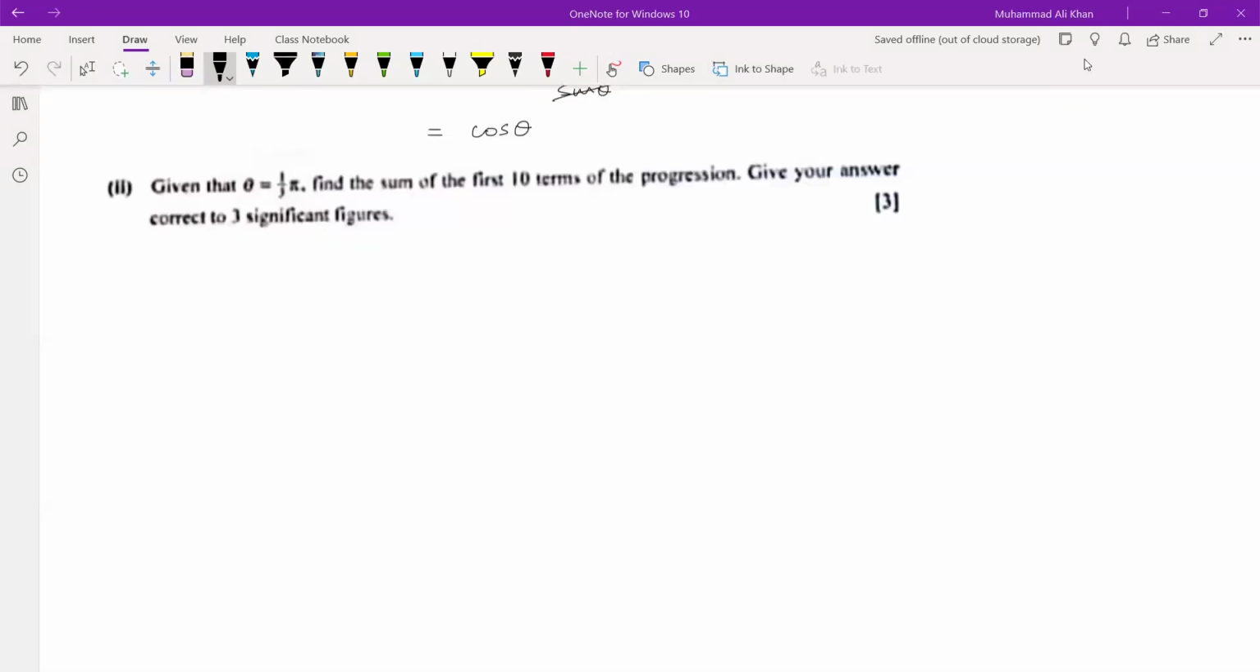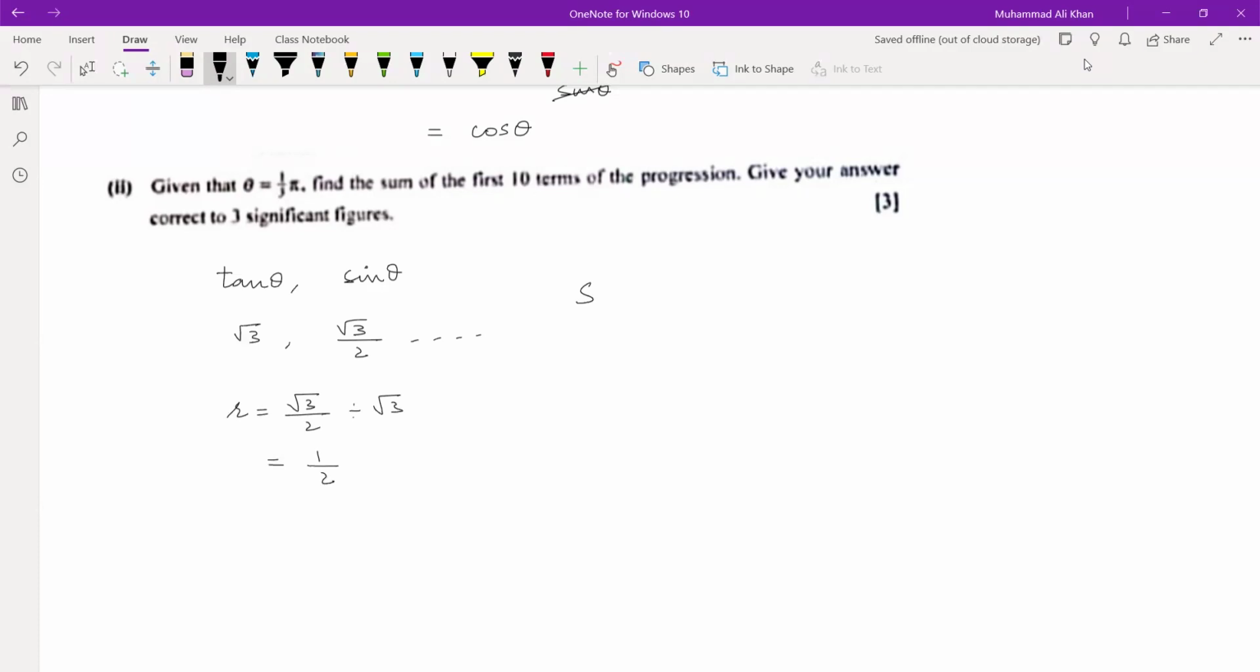Now, the second part is: given that theta is pi by 3, find the sum of the first 10 terms of the progression. Give your answer correct to 3 significant figures. So our first term is tan theta and the second term is sine theta. So tan pi by 3 is under root 3 and sine pi by 3 is under root 3 by 2, and so on. This is the geometric progression. So first calculate the common ratio: the second term under root 3 by 2 divided by the first term under root 3. According to this, the common ratio is 1 upon 2.